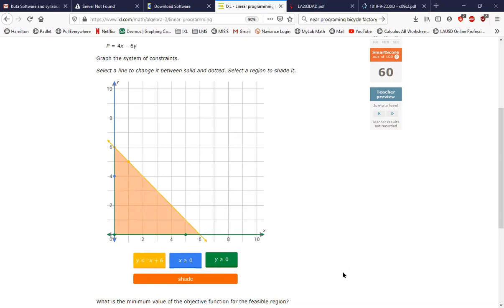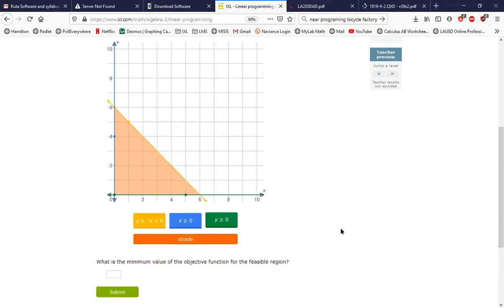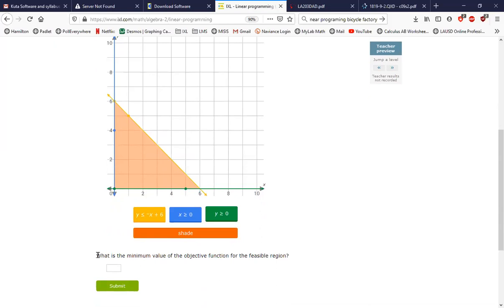So the cool thing about this problem, there's only 3 vertices. There's 3 constraints. Turns out we have 3 vertices. So you only have to plug in (0, 6), (0, 0), and (6, 0). We have to read the question. What is the minimum value of this function?